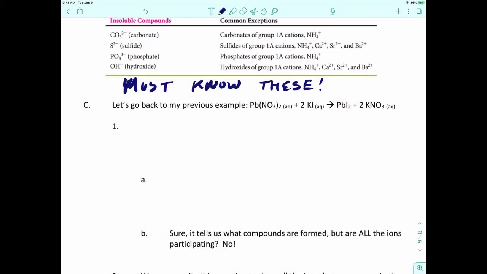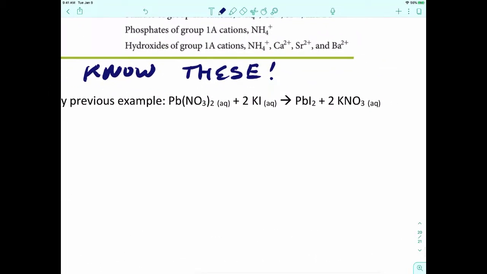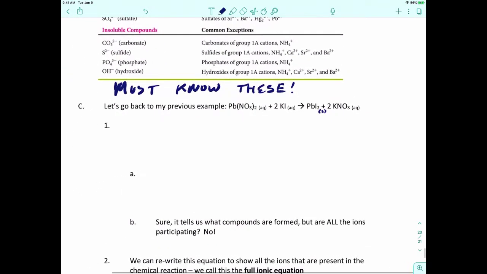Okay, so let's take a look at this equation again. We've got Pb(NO3)2 aqueous, plus 2 moles of KI, also aqueous, gives us PbI2, which we now know is a solid because of the solubility rules, and 2 moles of KNO3 aqueous. Now this equation is not only a double displacement equation, but the way it is written out is an example of a molecular equation.